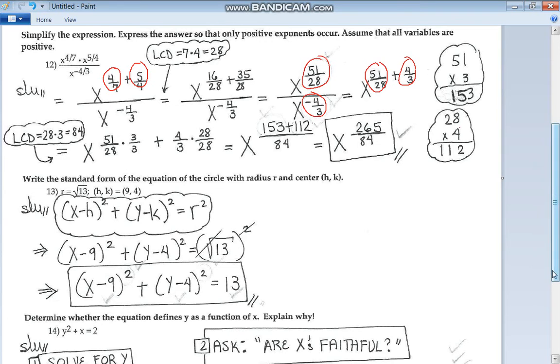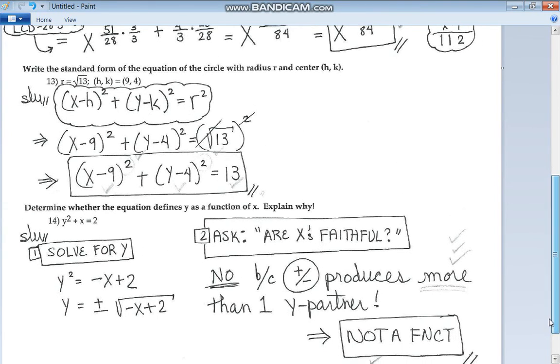Number 13, scroll down. Number 13 is write the standard form of the equation of the circle with radius r and center h, k. That's the ordered pair x, y equals h, k. So they give us for number 13, radius r is the square root of 13, and h, k, the ordered pair for the center, is 9, 4.